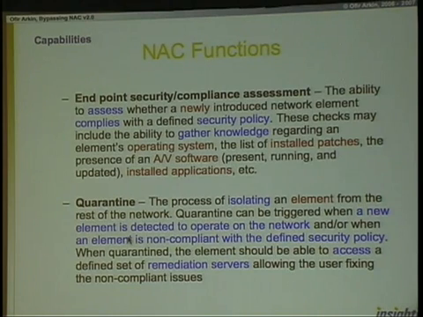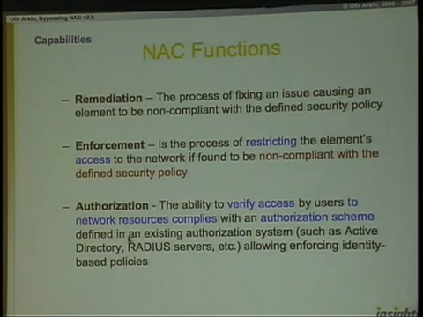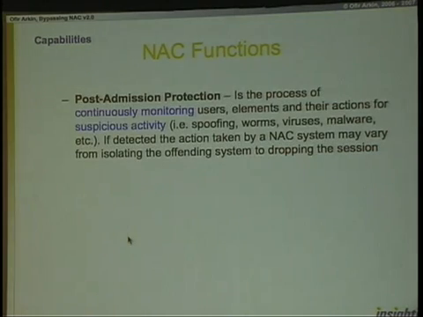Quarantine is basically the ability to isolate a certain element from the rest of the network. Either it is triggered when a new element gets on the network and is immediately quarantined, or when the element is found to be non-compliant, and then it is put in quarantine until the user remedies the issue that got the element quarantined, using remediation servers. Remediation is the process of fixing the issue that prevented the element from accessing the network. Enforcement is basically restricting the access. Authorization is verifying the access to network resources, which integrates with other authorization schemas that might be in place. And the last function is post-admission protection, which is basically continuously monitoring users, elements, and their actions for suspicious activity.